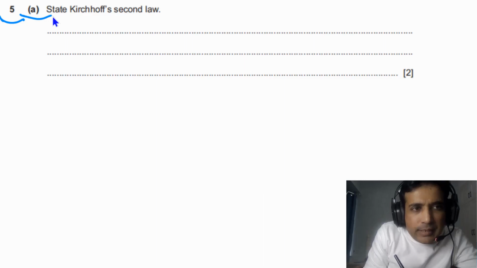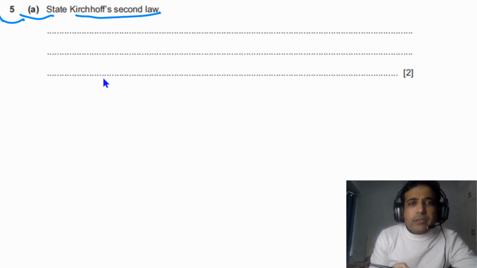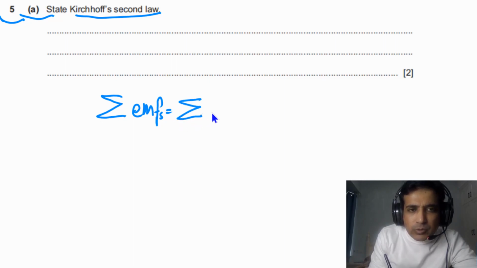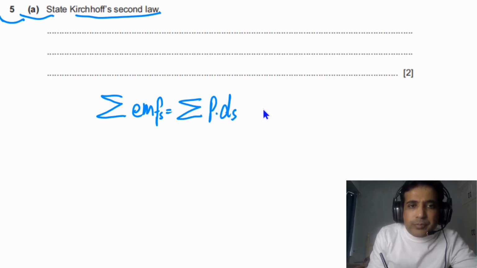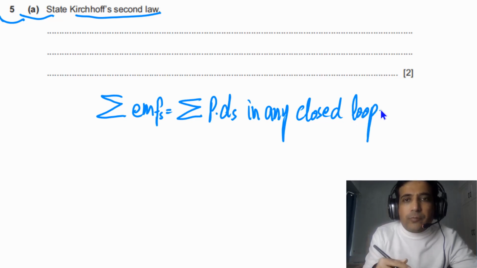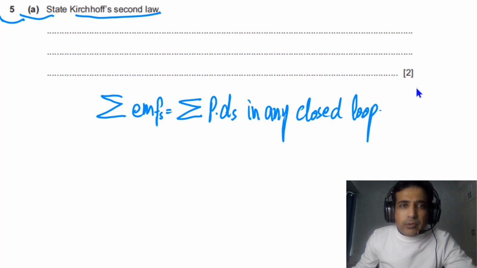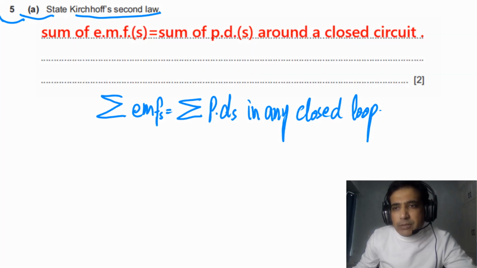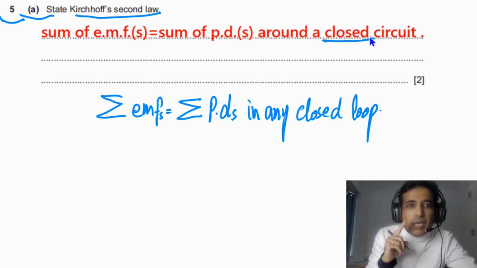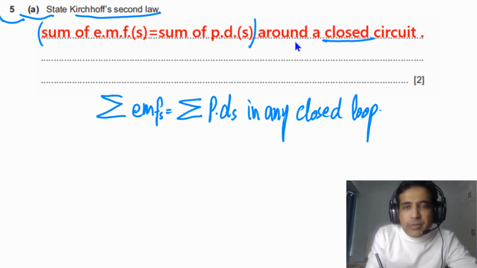For question number 5, part A, we need to state Kirchhoff's second law. Kirchhoff's second law simply tells us that the sum of EMFs in any closed loop is equal to the sum of PDs in that closed loop. So this is how we can state Kirchhoff's second law. Let me show you how you can write down your answer. It is very important that you mention a closed circuit, not simply a circuit, a closed circuit. If you write this, you will get 2 marks. 1 mark for writing this part, then the second mark for writing this one.